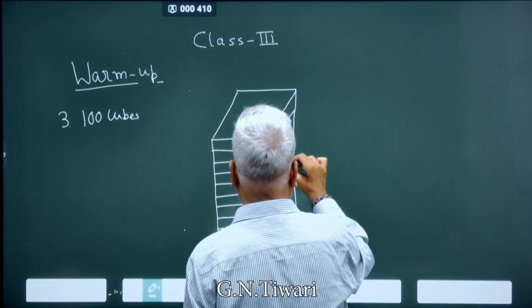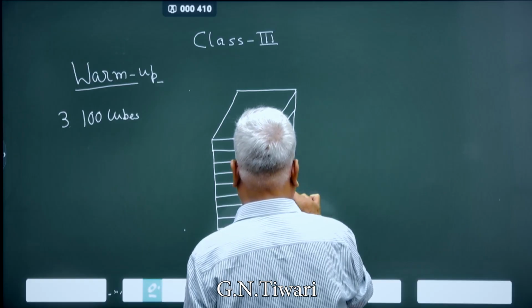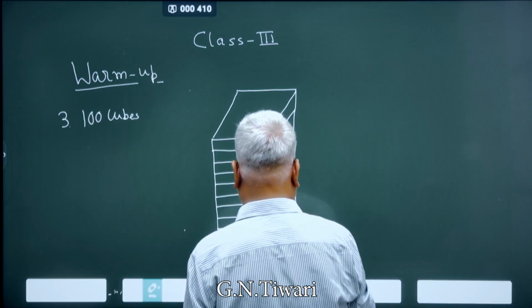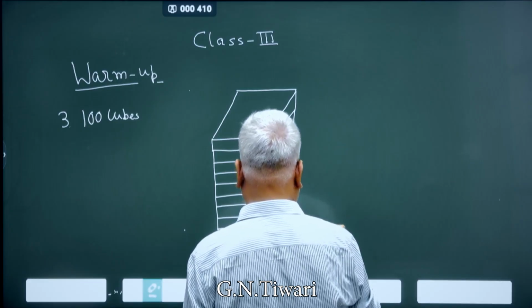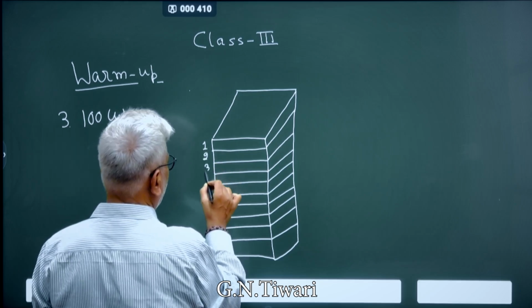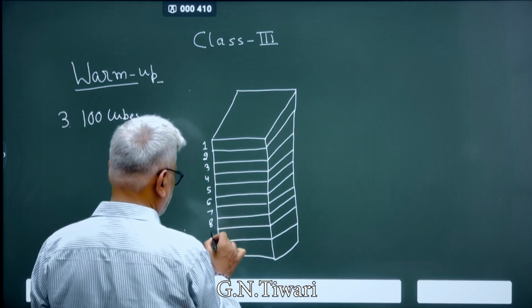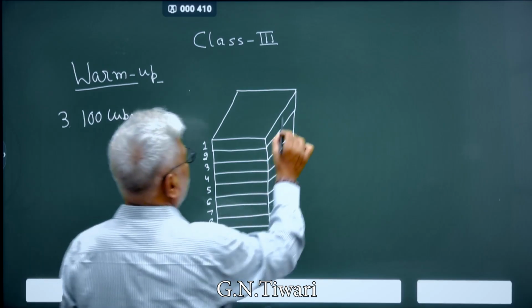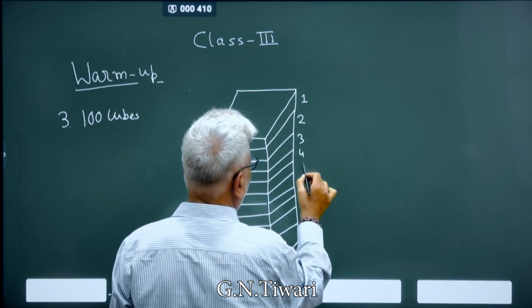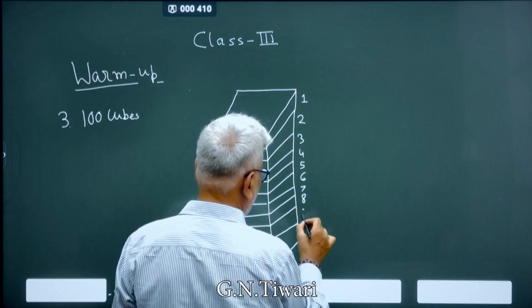1, 2, 3, 4, 5, 6, 7, 8, 9. Write them 1, 2, 3, 4, 5, 6, 7, 8, 9 and 10. Here also make 1, 2, 3, 4, 5, 6, 7, 8, 9, 10.